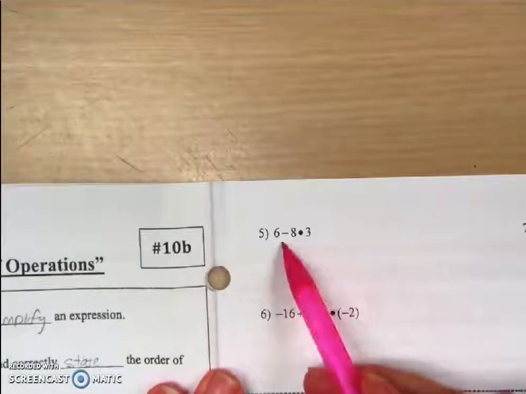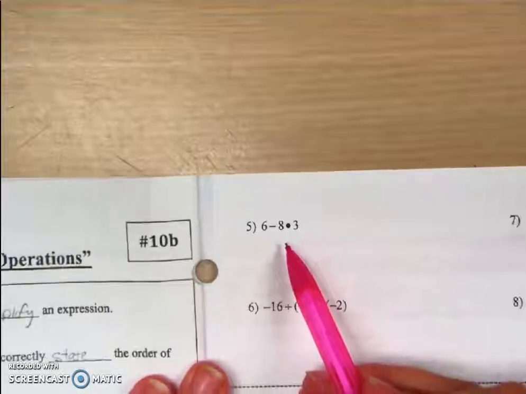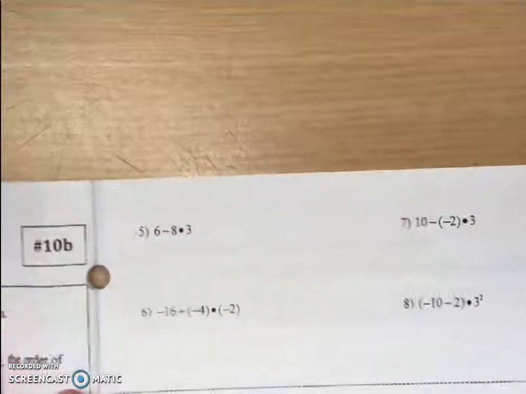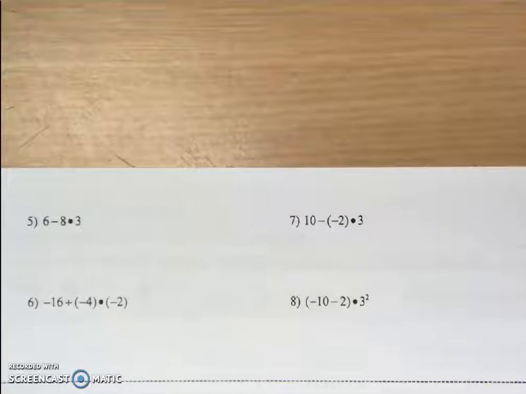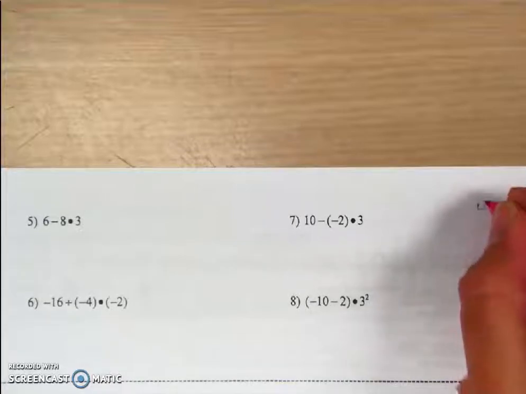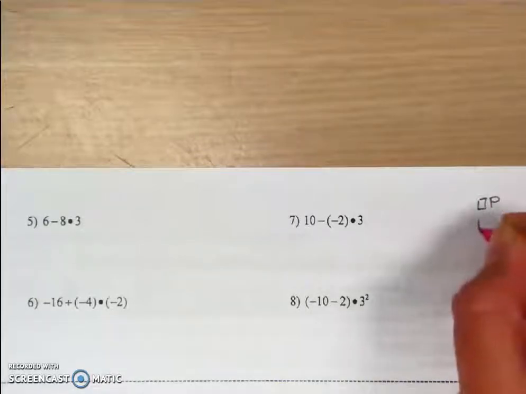Let's go on over here. Number 5. I have subtraction and I have multiplication. Again, if you want to, you can make that little checklist in each of these little sections of our notes today. Remember, the first thing we'll look for are parentheses.